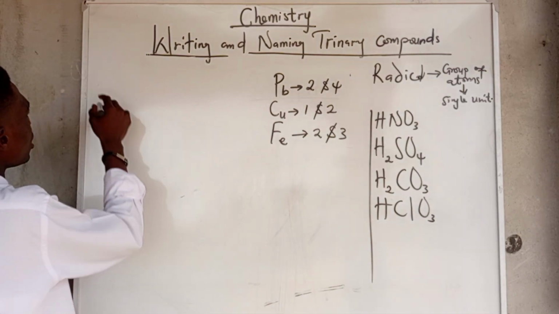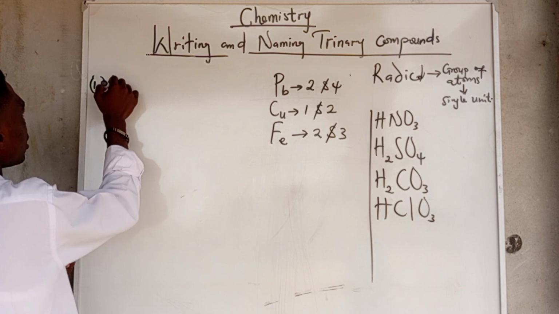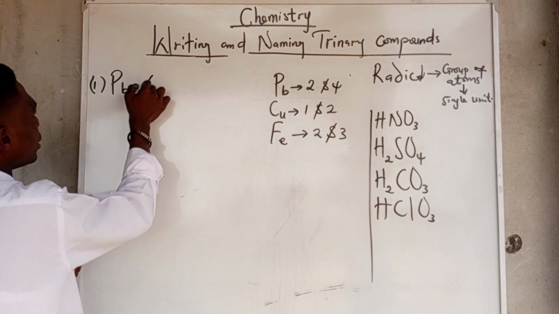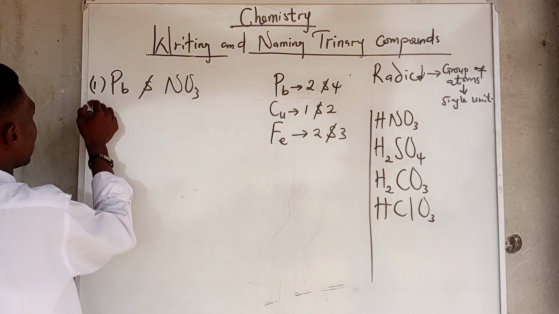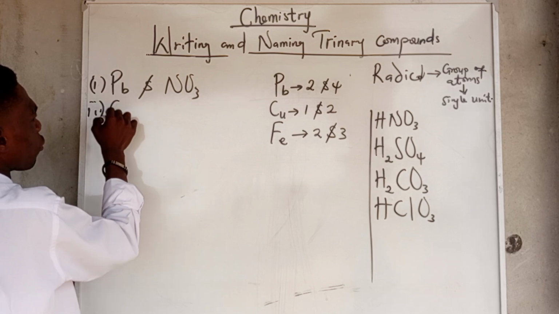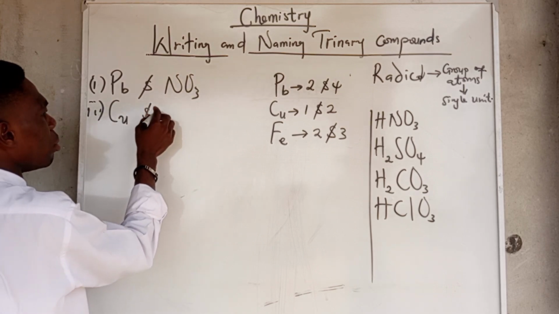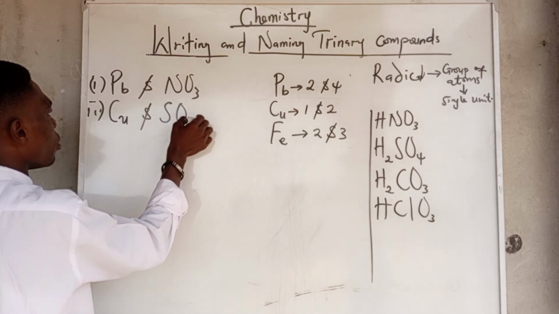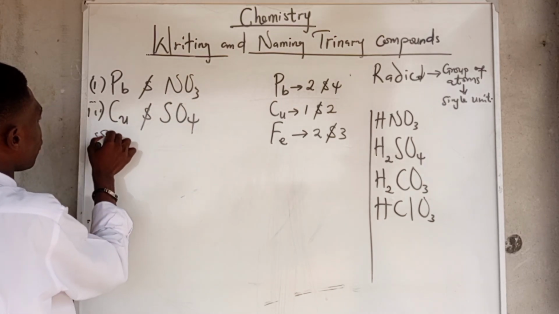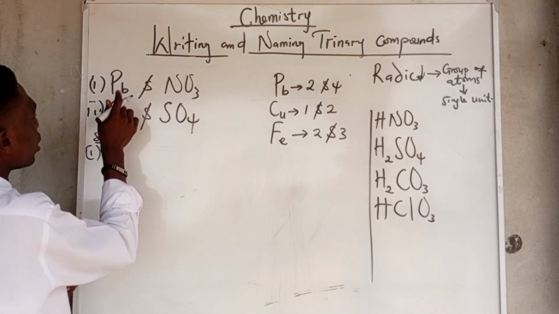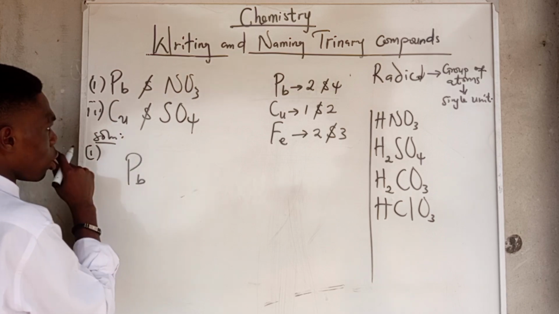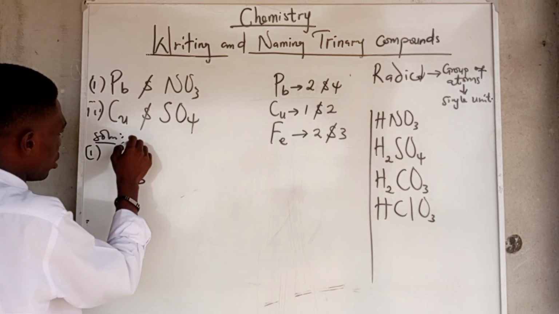Alright, so let's look at the combination of lead Pb and NO3, and then the combination of copper and, let's say, SO4. Okay, so the solution for the first one: we're going to bring out lead. We're going to be using the valency 2 for lead.